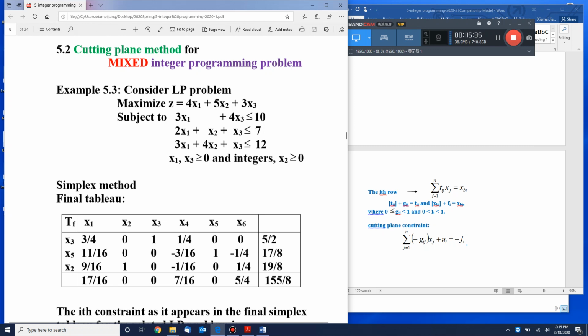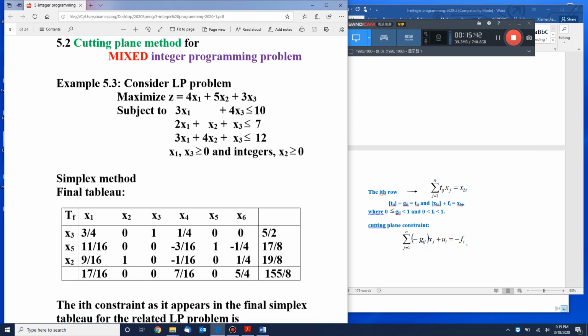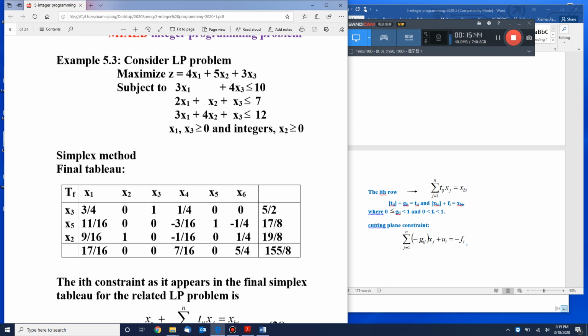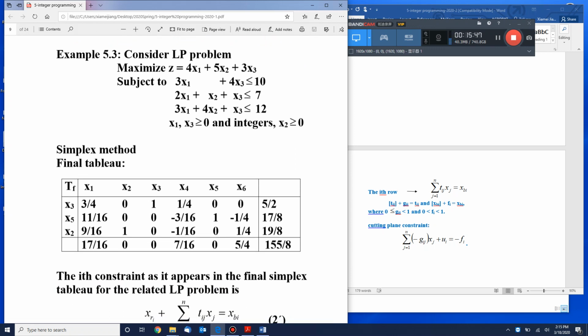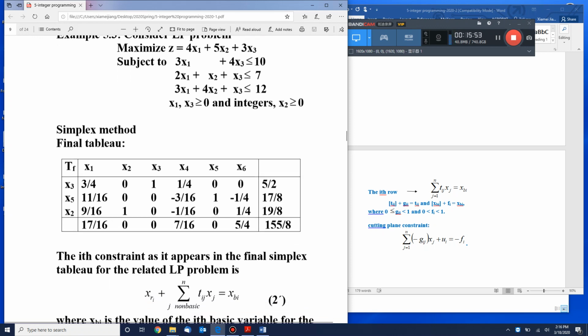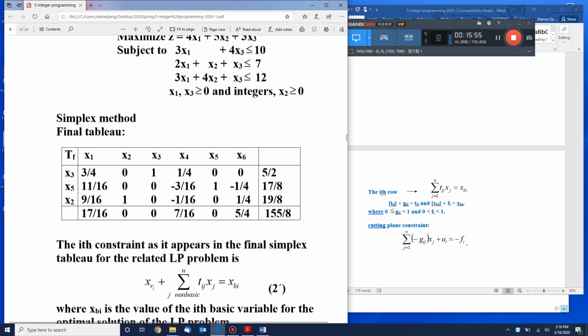Here I'm going to talk about another one, where you have to use the formula. So here is the general method for the mixed integer programming problem: we consider the ith constraint as it appears in the final tableau. This one, xri, is the basic variable.